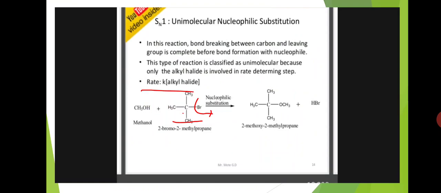This type of reaction is called unimolecular because the first step is the rate determining step, and only the alkyl halide participates in that step. That's why the rate of the reaction depends on the concentration of the alkyl halide, and it is called unimolecular nucleophilic substitution. Rate is proportional to k times the alkyl halide concentration. Here methanol plus 2-bromo-2-methylpropane, after nucleophilic substitution, gives 2-methoxy-2-methylpropane.